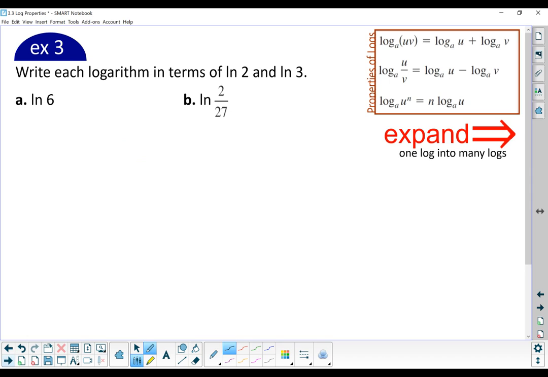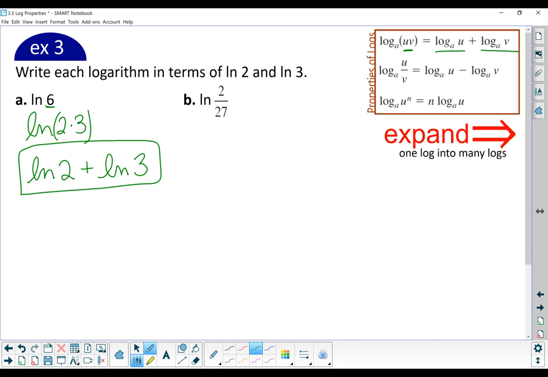Okay, so now we're going to try to expand these logs. So it says write each log in terms of log 2 and log 3. So what we're going to do is think about 6 as 2 multiplied by 3. So we have the log of 2 times 3, which is a product. We're going to expand it into a log plus another log. So this will be the natural log of 2 plus the natural log of 3. And we're done. We wrote it in terms of log 2 and log 3.